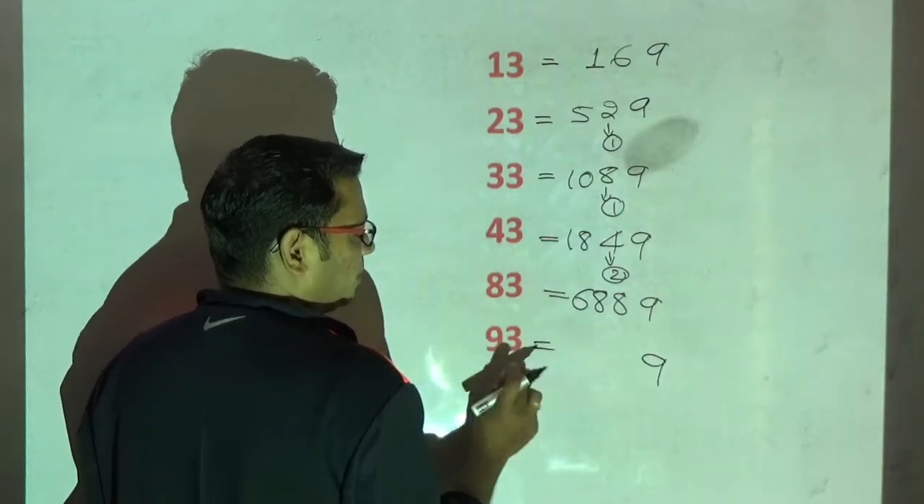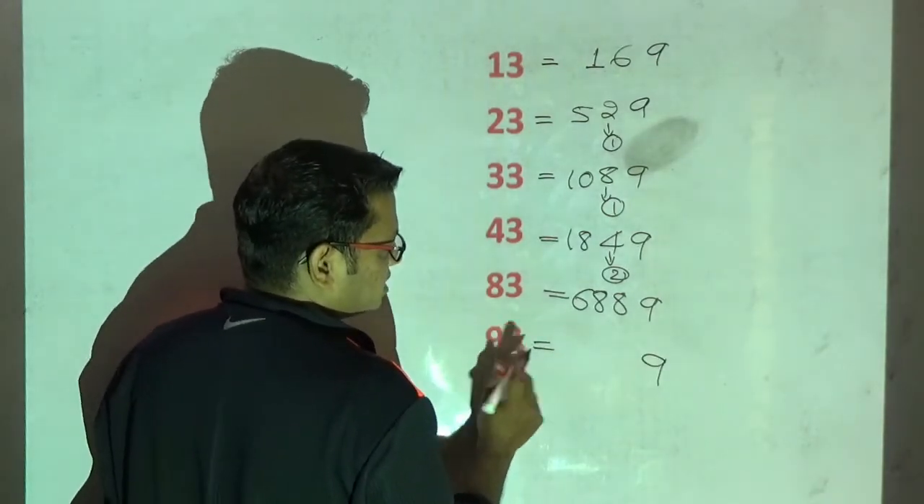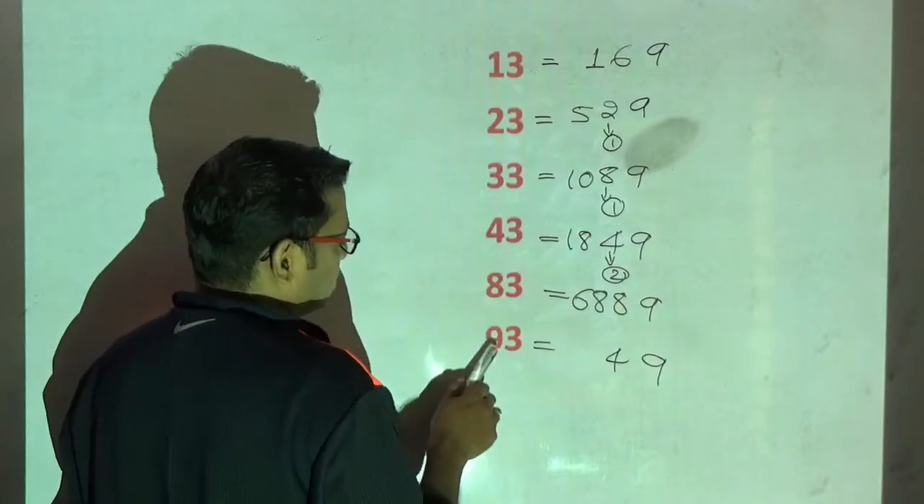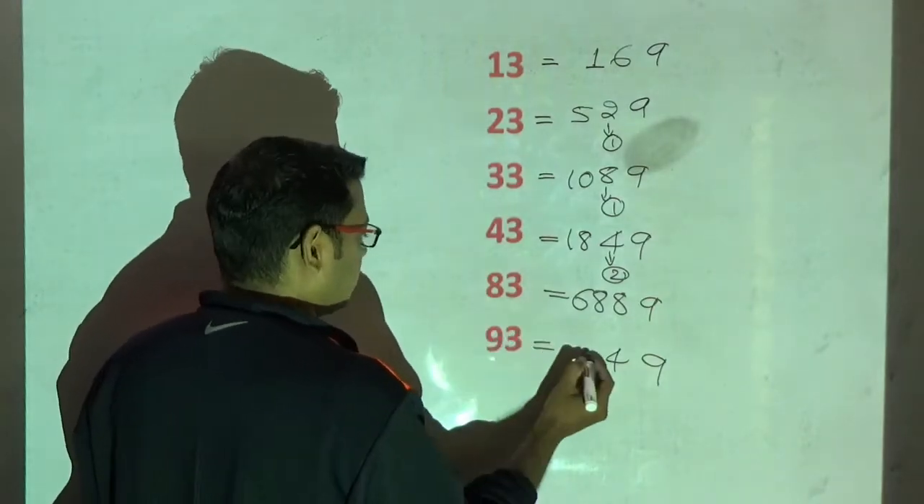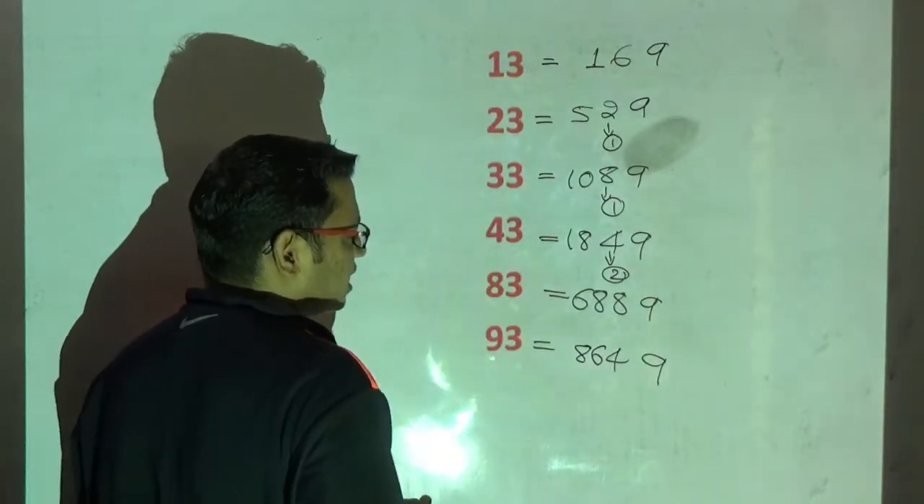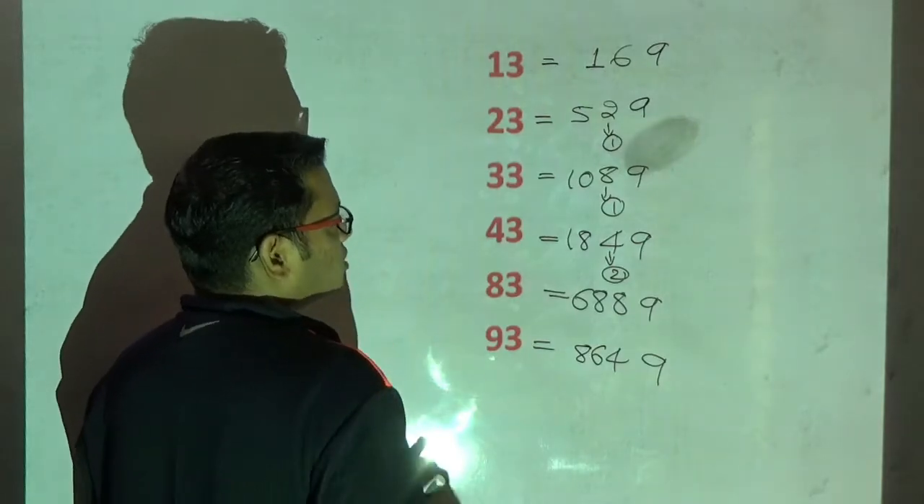3 square is 9, double your 3, it becomes 6. 6 nines are 54, carry 5. 9 square is 81, 81 plus 5 is 86. The answer is 8649. Hope you have understood.